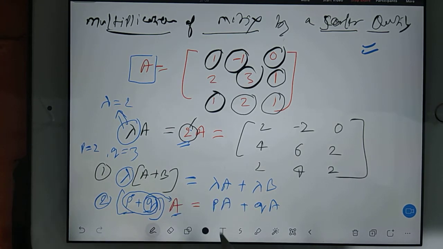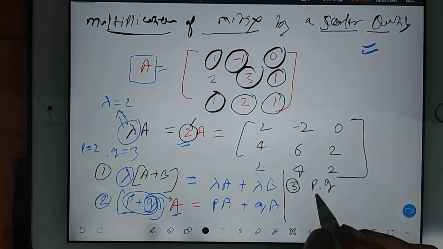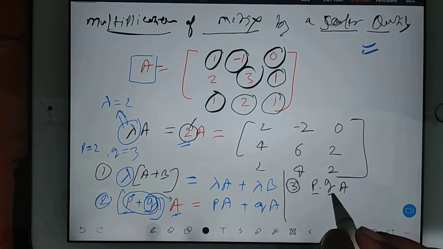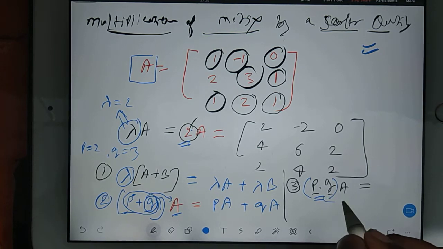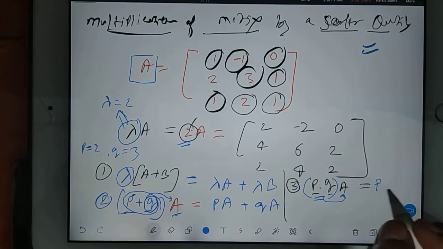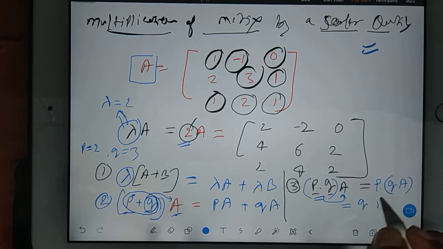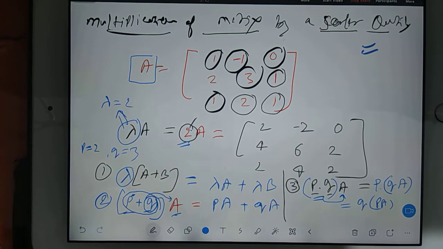Third property: suppose you have two numbers P and Q multiplied together, and then you are multiplying with the matrix. First I multiplied P and Q together and then multiply with A. I can also do it like this: multiply Q with A first and P later, or multiply P with A first and Q later. Take it down.